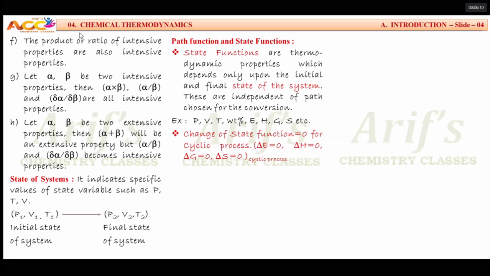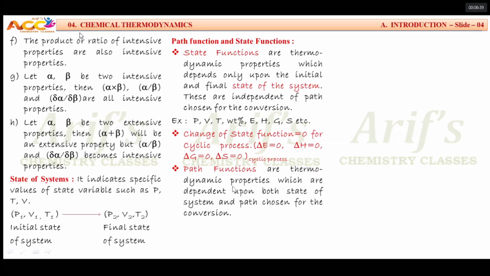path function. What is the meaning of path function? Let us try to understand state function once again. I am saying it depends upon the initial and final state and it is independent of the path chosen. On the contrary, path function depends upon the path chosen and also depends upon the state of the system, both the state as well as the path of the process which we have taken, right? Path functions are thermodynamic properties which are dependent upon both the state of the system and the path chosen. Mainly, what is written in the books is that path function is the thermodynamic property which depends upon the path chosen.